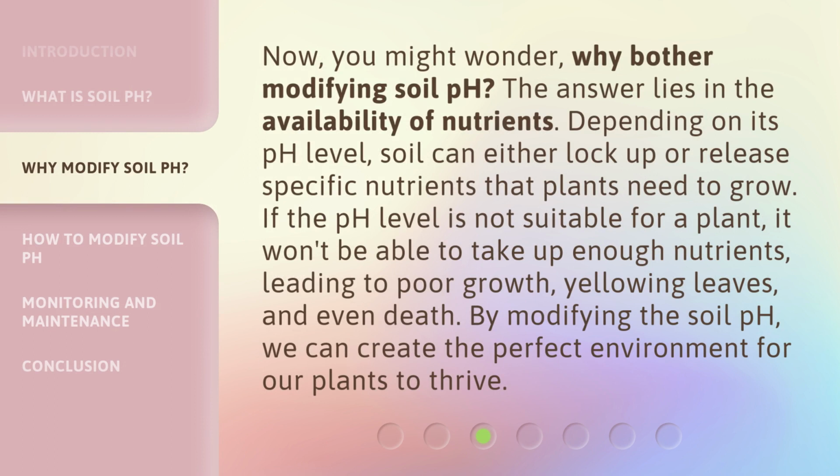Now, you might wonder, why bother modifying soil pH? The answer lies in the availability of nutrients. Depending on its pH level, soil can either lock up or release specific nutrients that plants need to grow. If the pH level is not suitable for a plant, it won't be able to take up enough nutrients, leading to poor growth, yellowing leaves, and even death. By modifying the soil pH, we can create the perfect environment for our plants to thrive.